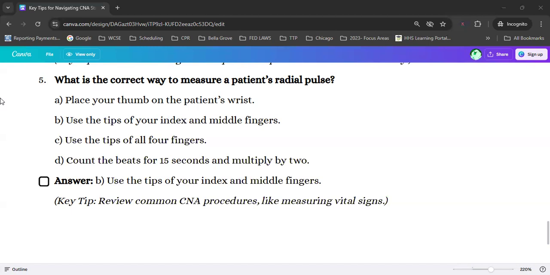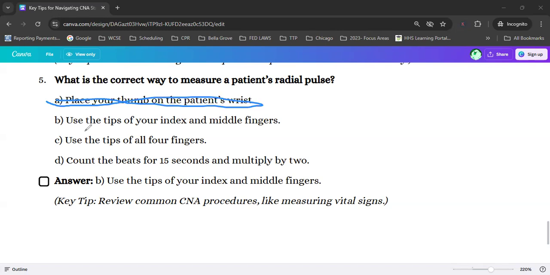Right? So we should know, if you went through training, that we should never use our thumb at all, right? Let's put an X through that. Because the idea is that our thumb carries its own pulse. It can interfere with the reading. So we're going to eliminate A. We're going to keep B, using the tips of our index and middle finger. If you would just bring your hand out, see what that feels like. If you've been taught how to measure, then that makes sense to you. So we're going to keep it.